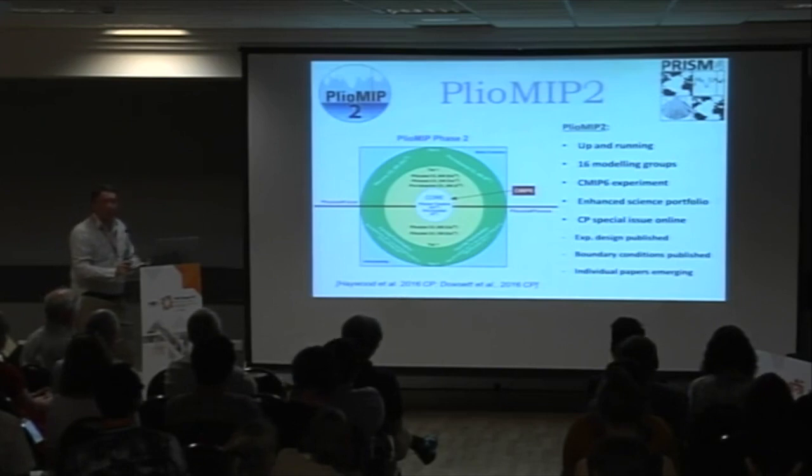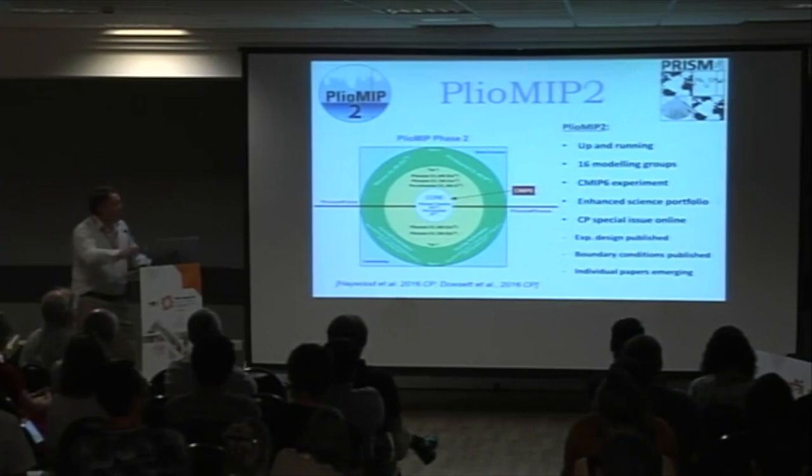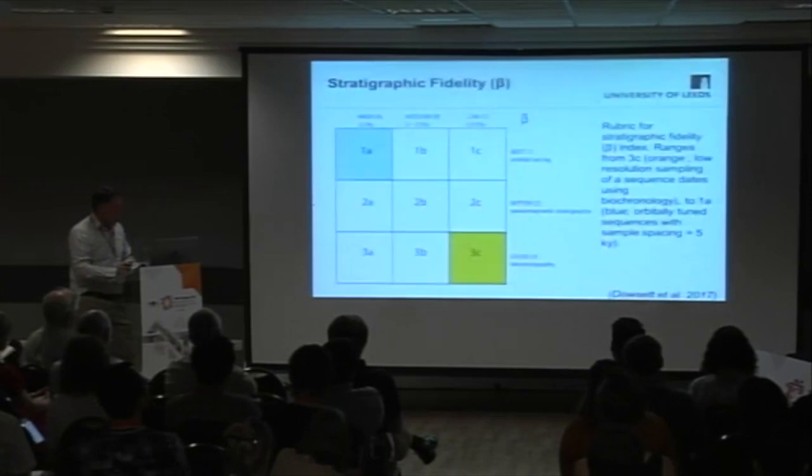So we're up and running. The number of modeling groups has doubled from 8 to 16, which we're very pleased about. The Pliocene is now a CMIP6 experiment. And if you'd like to know more, there is a Climate of the Past special issue on PLIMIP2 where the papers are beginning to emerge, and there are some already published.